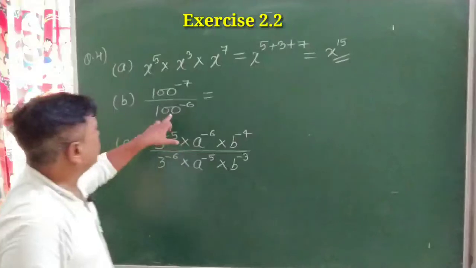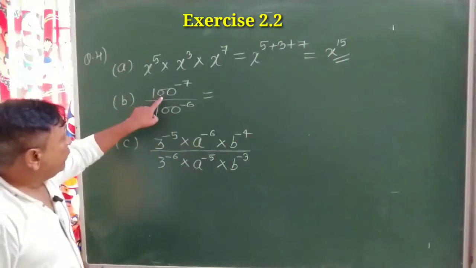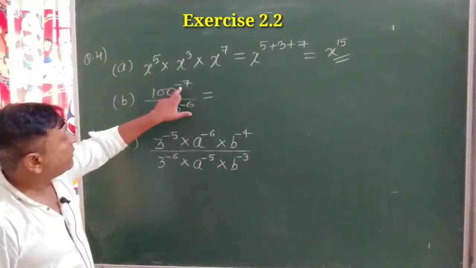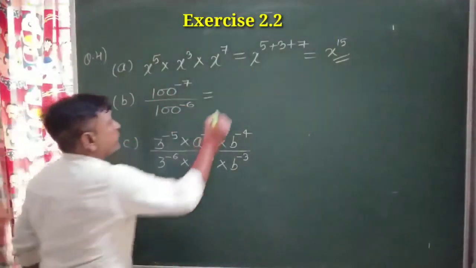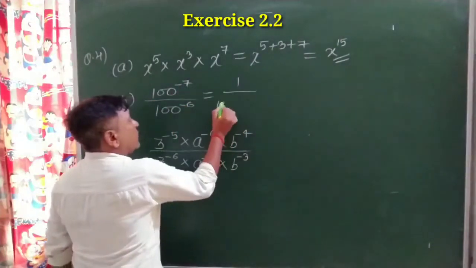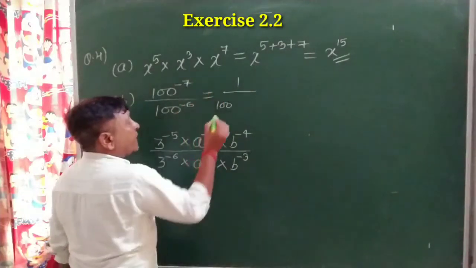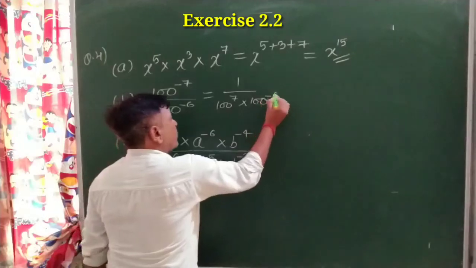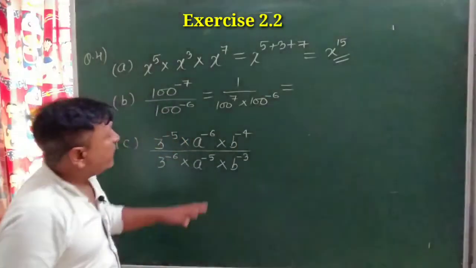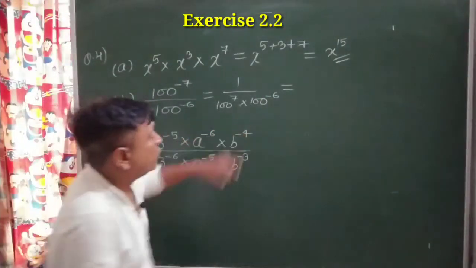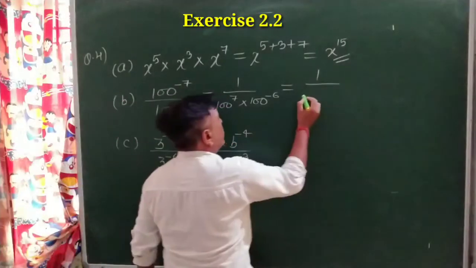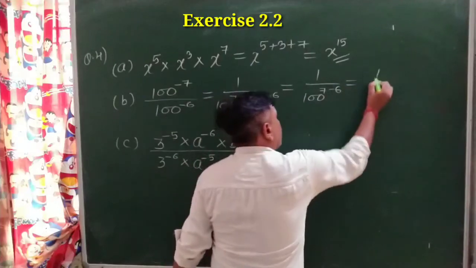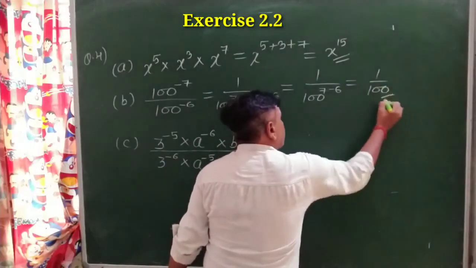Okay, see this next part. If you see, bases can be the same. So transpose 100 raised to the power minus 7 to the denominator. 1 upon 100, its power is negative so it will become positive, into 100 raised to the power minus 6. Now see, in the denominator bases are same, so we can add up the powers according to their sign. 7 minus 6. The answer will be left as 1 upon 100.